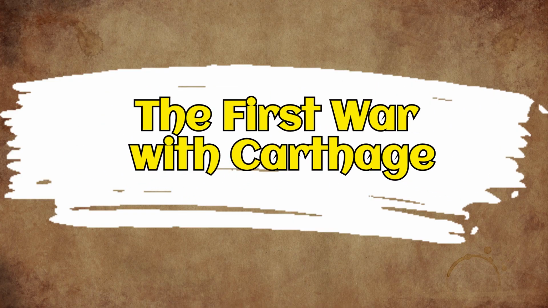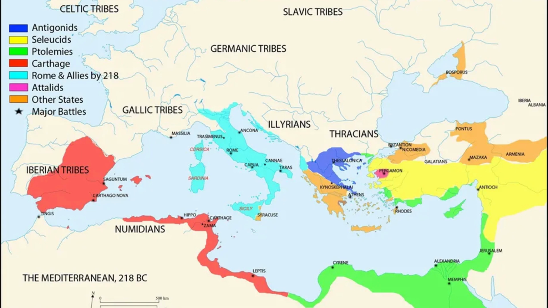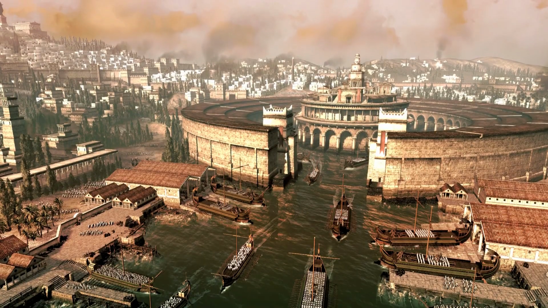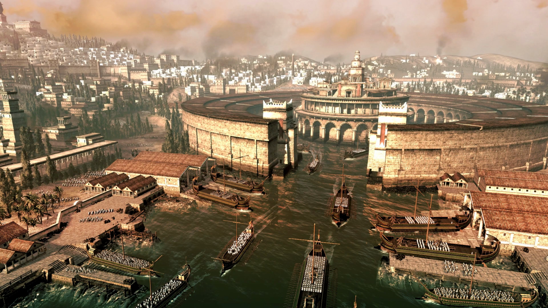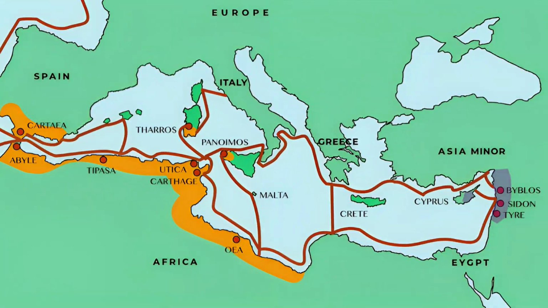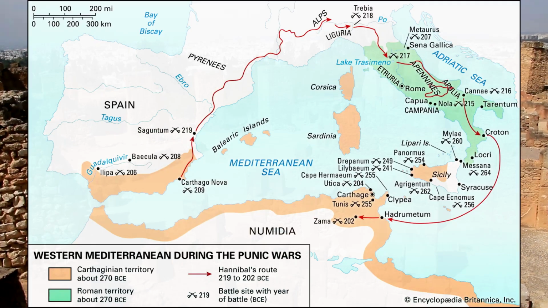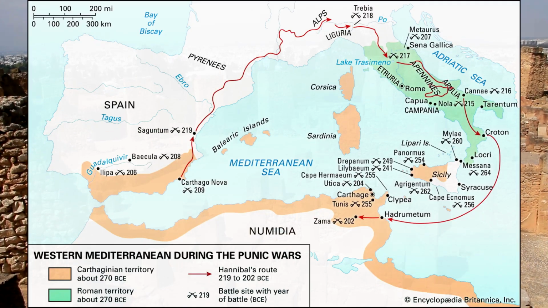The First War with Carthage. The consolidation of Roman power over Italy brought the burgeoning empire into conflict with another rising power across the Mediterranean, Carthage. Located in North Africa near modern-day Tunis, Carthage was the capital of a seafaring empire that dominated commerce in the western Mediterranean. The clash between these two titans, known as the Punic Wars, unfolded between 264 and 146 BC.